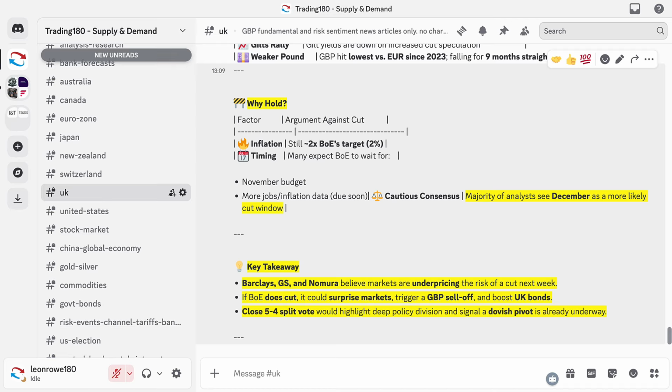If the Bank of England does surprise cut, it will definitely surprise markets, triggering a pound sell-off and boosting UK bonds. And the 5-4 Monetary Policy Committee split vote would highlight deep policy division and signal a dovish pivot is already underway.